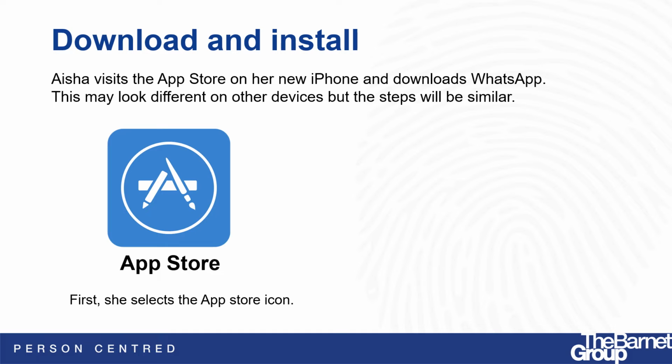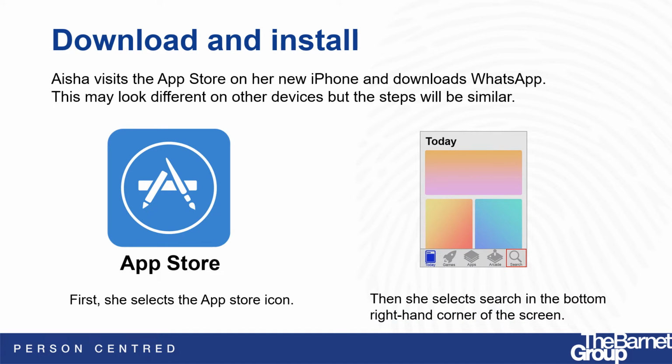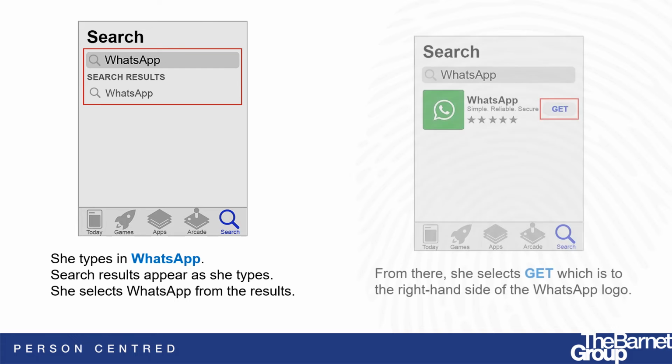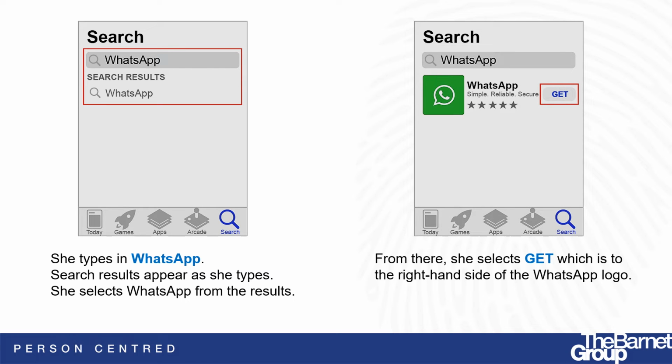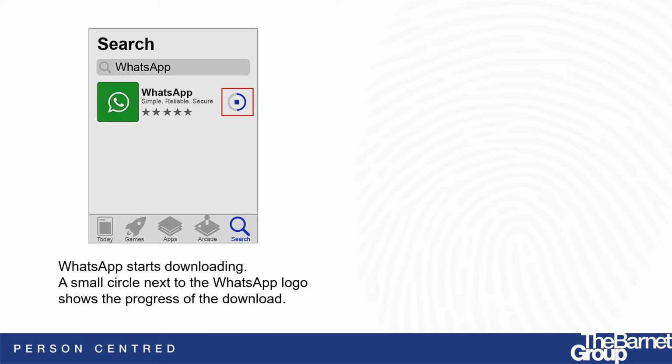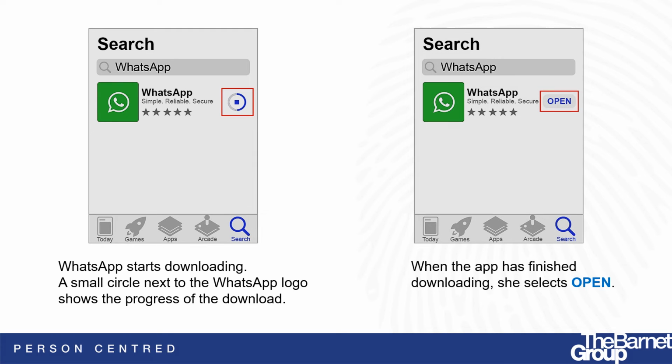First, she selects the App Store icon. Then she selects Search in the bottom right-hand corner of the screen. She types in WhatsApp. Search results appear as she types. She selects the WhatsApp from the results. From there, she selects Get, which is to the right-hand side of the WhatsApp logo. WhatsApp starts downloading. A small circle next to the WhatsApp logo shows the progress of the download. When the app has finished downloading, she selects Open.